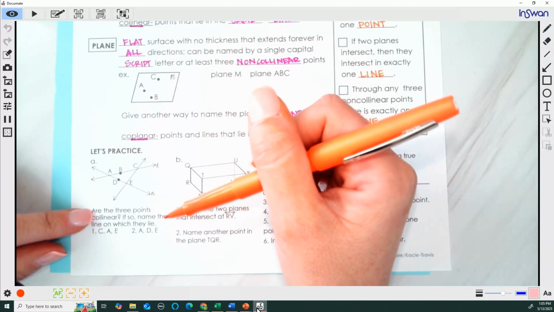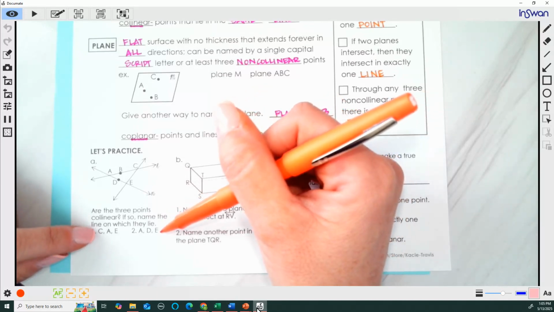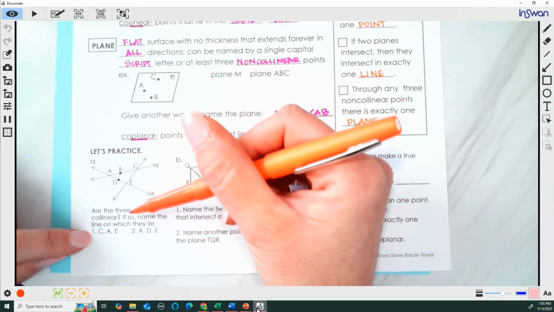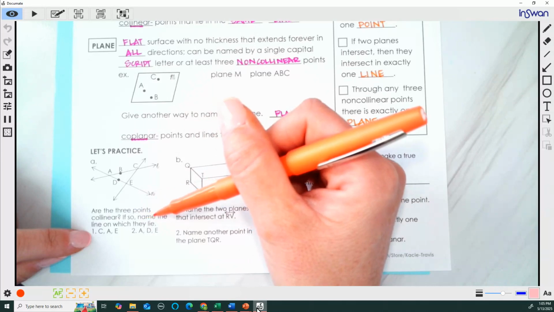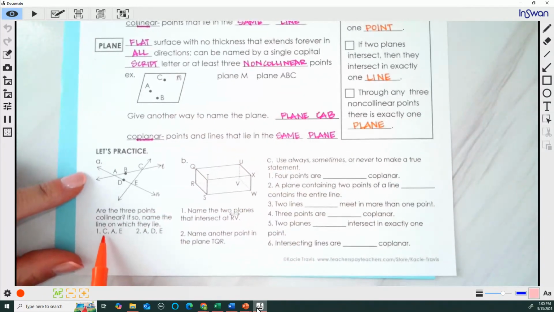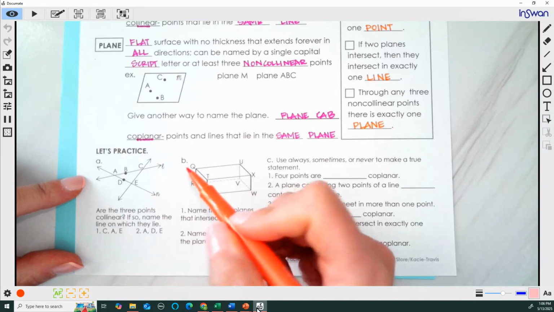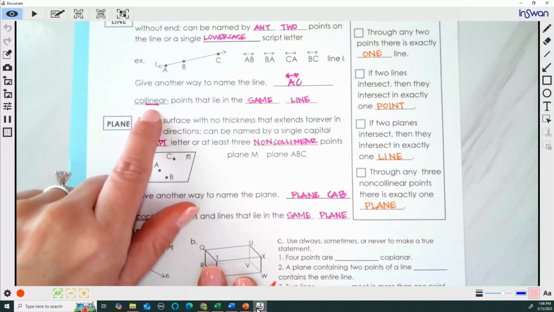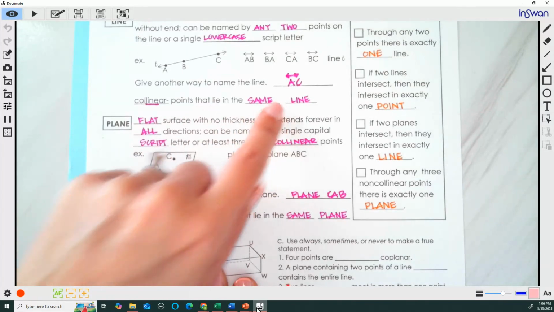Are the 3 points collinear? So we've got some points listed here for questions 1 and 2. It asks us if they are collinear, name the line on which they lie. So first up, we're going to look at points C, A, and E, and we're determining if they're collinear. We're going to look back up here. Collinear means points that lie in the same line.